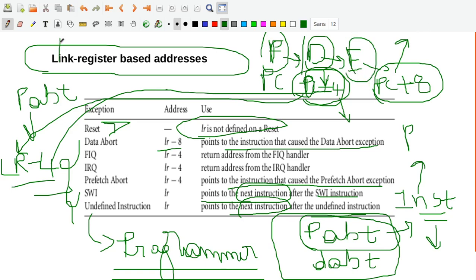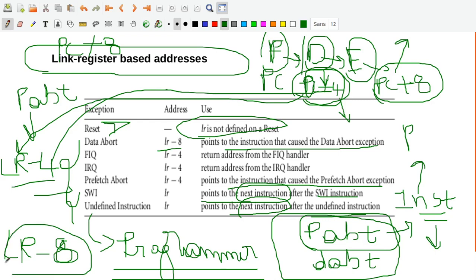At that time PC would have got incremented by 8 here. That's why PC plus 8. So when you return back, you have to subtract 8 from the link register LR, so that plus 8 minus 8 gets cancelled, and this link register will be pointing to PC, so that you can come back to the same instruction which caused the data abort exception. That's why you copy the LR minus 8 address to the PC.